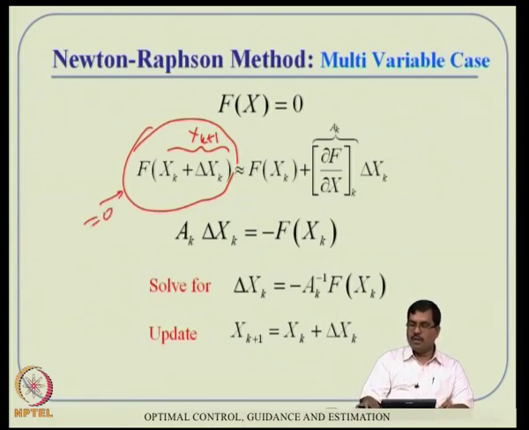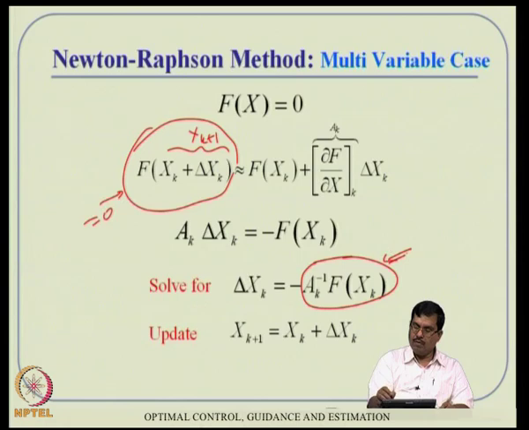Now, if that happens, then I define this as ak plus 1. I define this del f by del x evaluated at k as ak, something like that, and then the equation tells me that ak times delta xk is nothing but negative of this particular thing f of xk, and hence delta xk is nothing but ak inverse fk. And remember, whenever you see this kind of a thing, you can use Gaussian elimination.